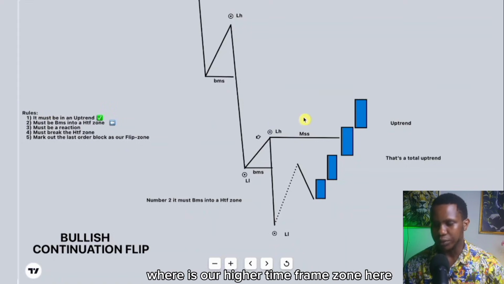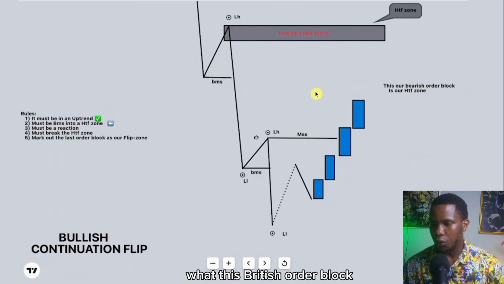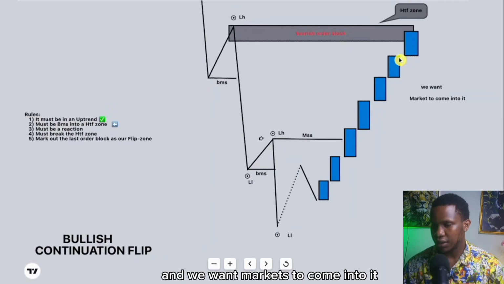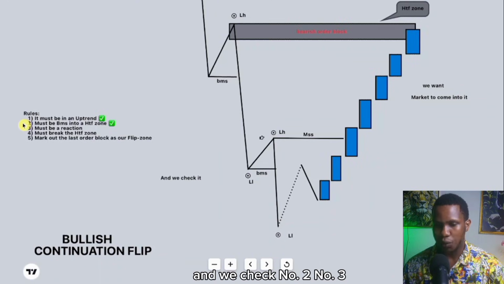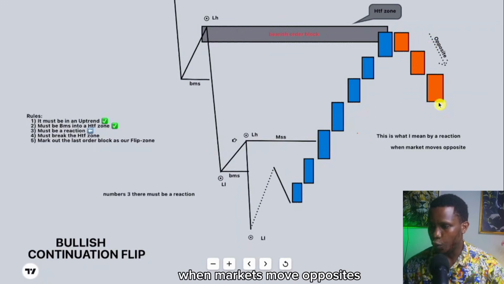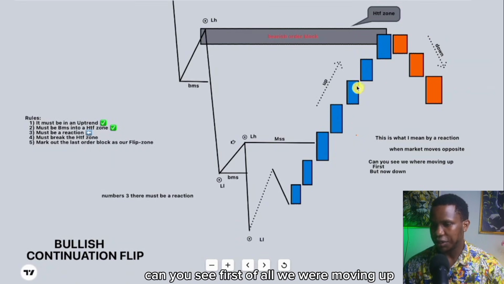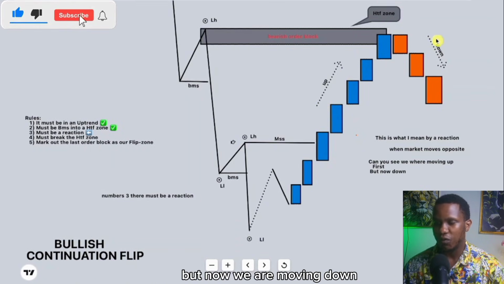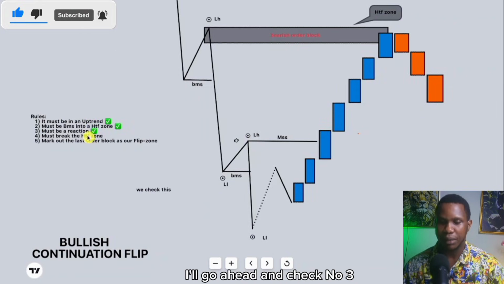Where is our higher time frame zone here? First of all, this bearish order block, and we want market to come into it. And we check number 2. This is what I mean by a reaction, where market moves opposite. Can you see? First of all, we were moving up, but now we are moving down. I'll go ahead and check number 3.